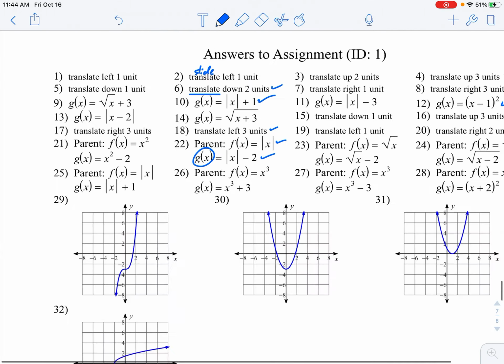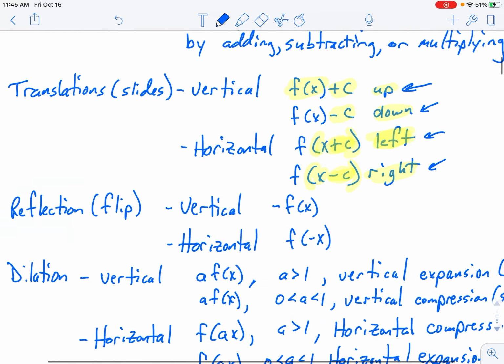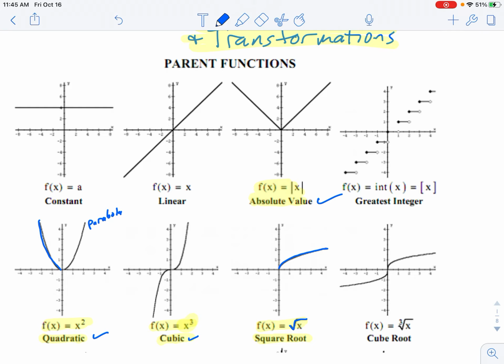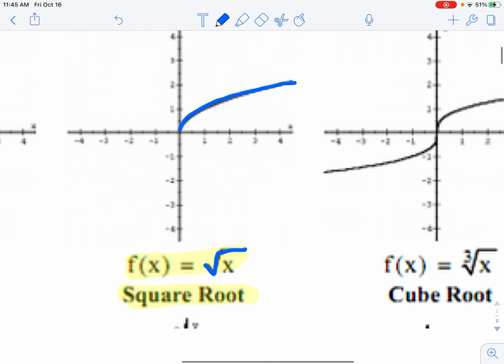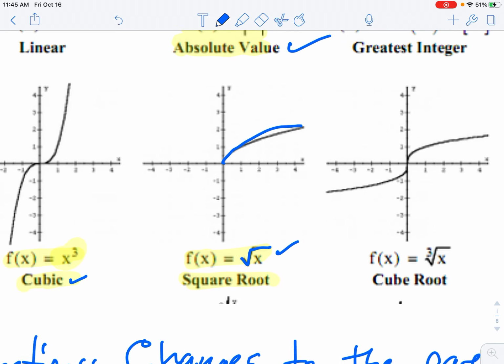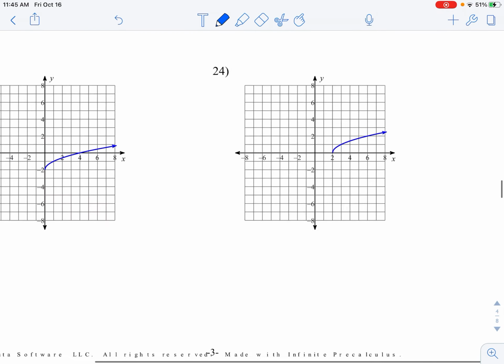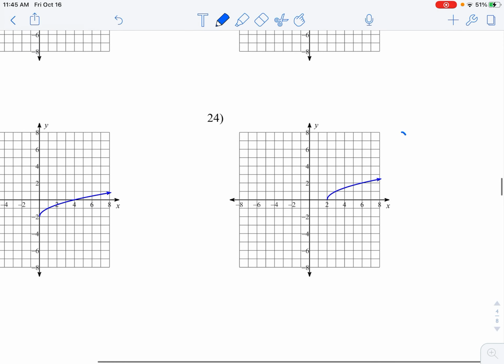Which graph is this? If you got a good memory, you probably said square root. If you don't have a good memory, you should have scrolled up. Well, I mean, you can't because I'm the one doing the video, but you can scroll up or you can look at your paper if you print this out, whatever. There it is right there. It's the square root function. F of x equals square root of x. So the parent function here is f of x equals square root of x.